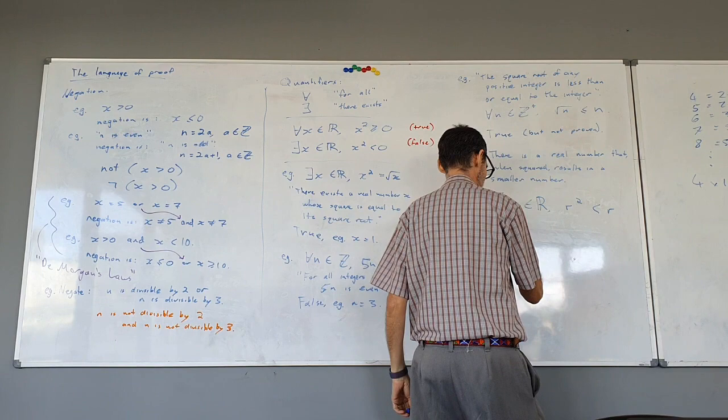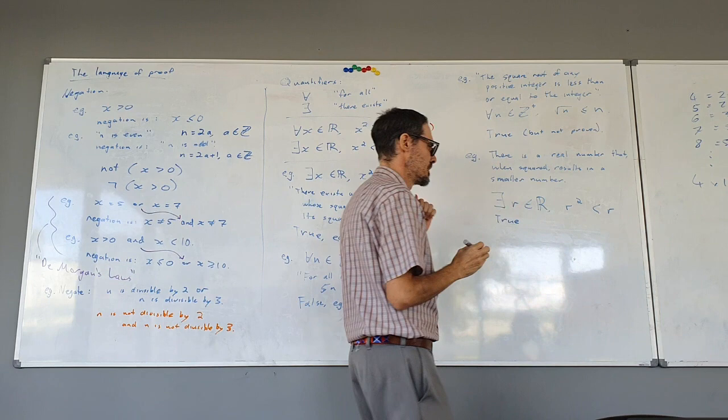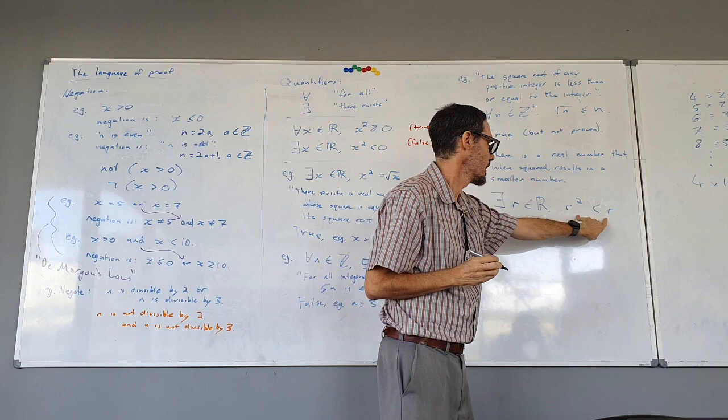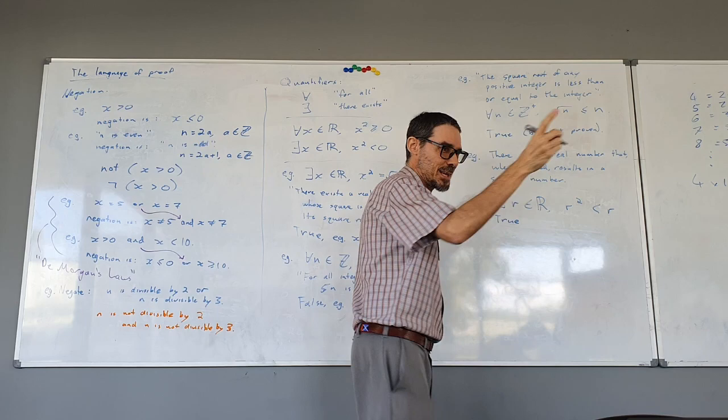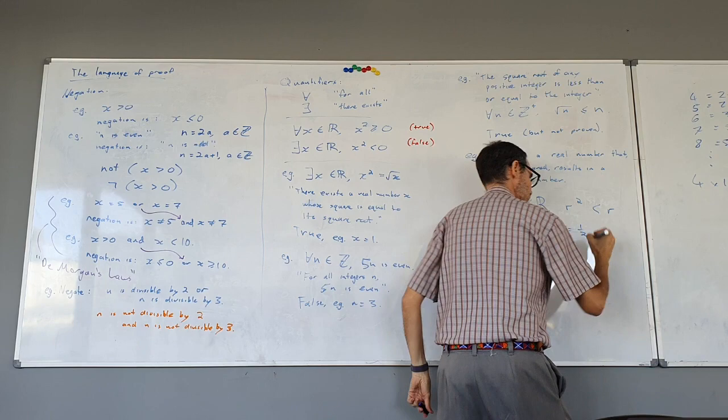Can't you just rearrange the inequality and then see that when r is less than 1 it's going to be true? Can't you just divide it all by r, and then you get r less than 1? Oh, very clever. What are the conditions when you can do that? I'm going to come back to that. True, for example, r equals 1/2, because 1/2 squared is 1/4.